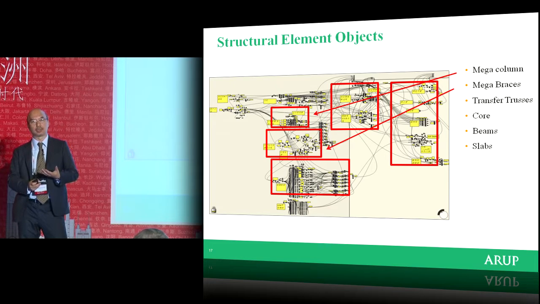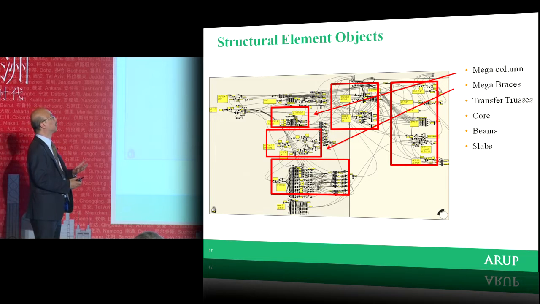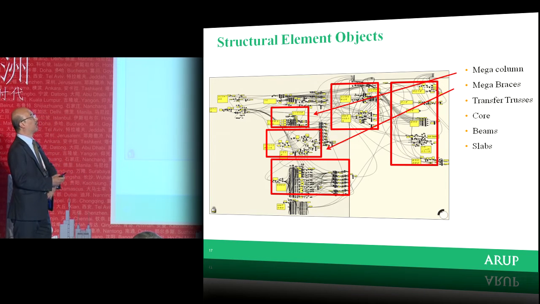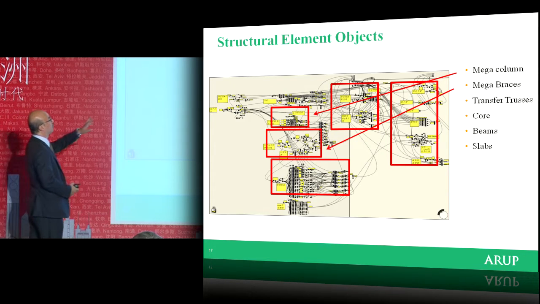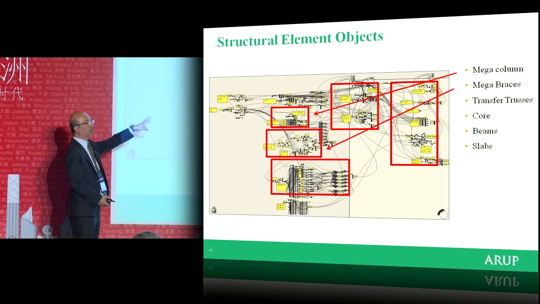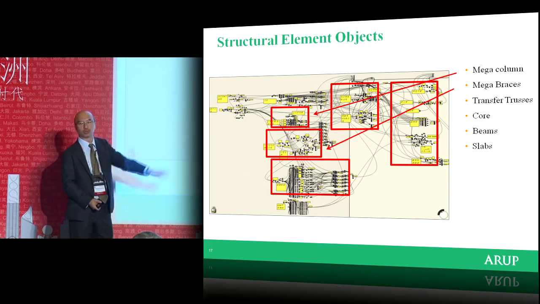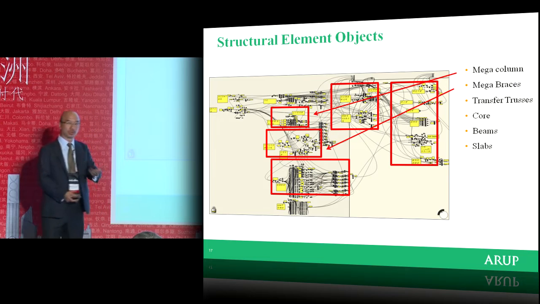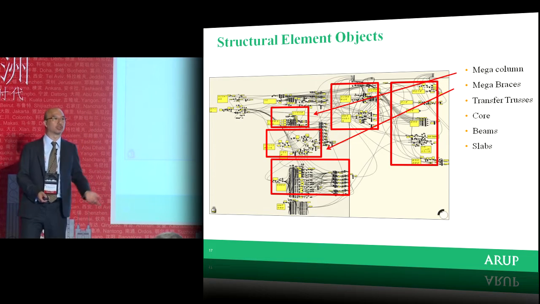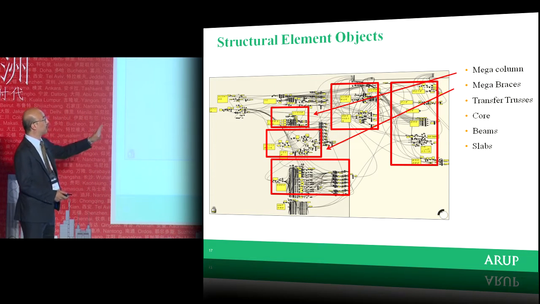Besides that, we can also well define the parts, and this is what a BIM model cannot do for us. We can define the various parts of the structure, say the mega column, the mega braces, the transfer trusses, the core, the beam, and the slab, and whatever else you want to define, as a horizontal system, vertical system, or lateral system, so that we can make them all related.